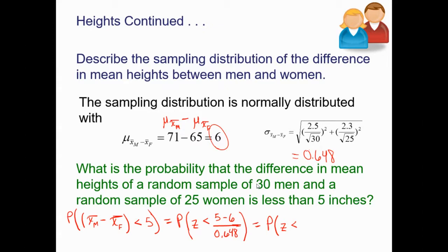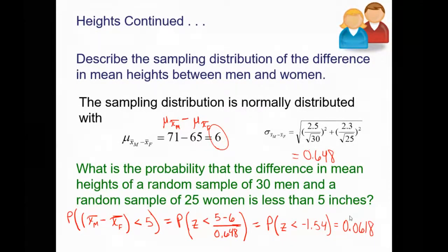.74 is what you got for your z-score? That's the probability. What's the actual z-score itself? Negative 1.54. Perfect. And then what did we say the probability was? 0.0618. Perfect. That's our probability.